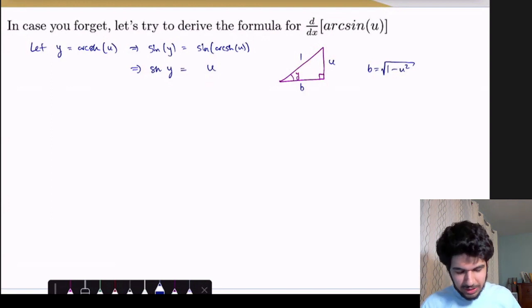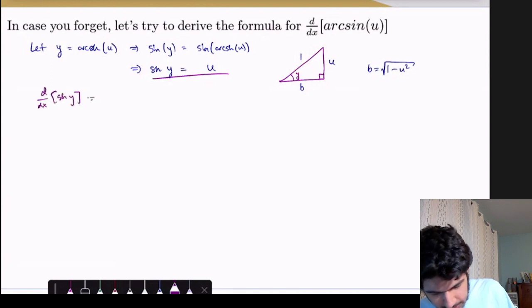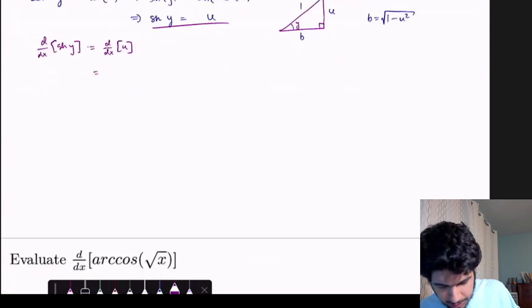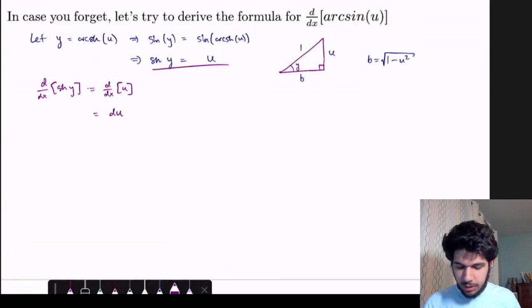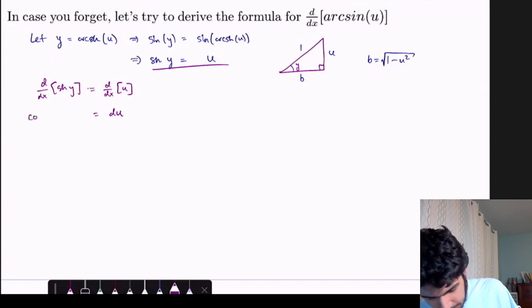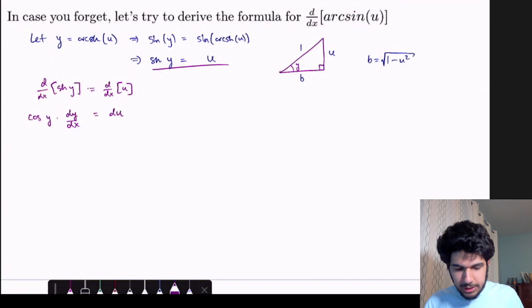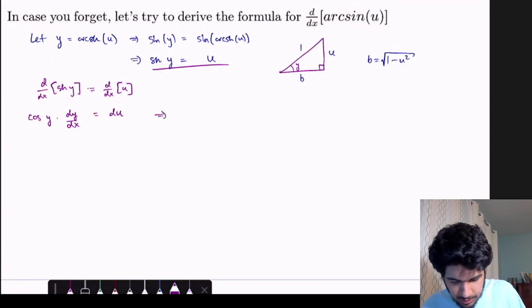Let's see what happens when we take the derivative of both sides of this. So d dx of sine of y equals d dx of u. On the right-hand side, we're just left with du. And on the left-hand side, we'll have to do some implicit differentiation. So that would be cosine of y times dy dx. And we're trying to solve for dy dx. So dy dx equals 1 over cosine of y times du.